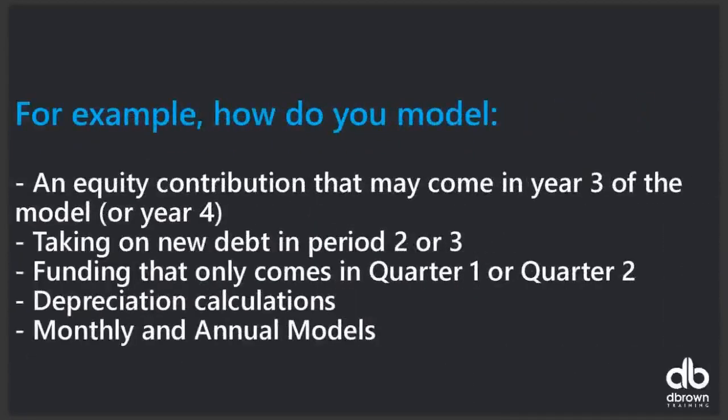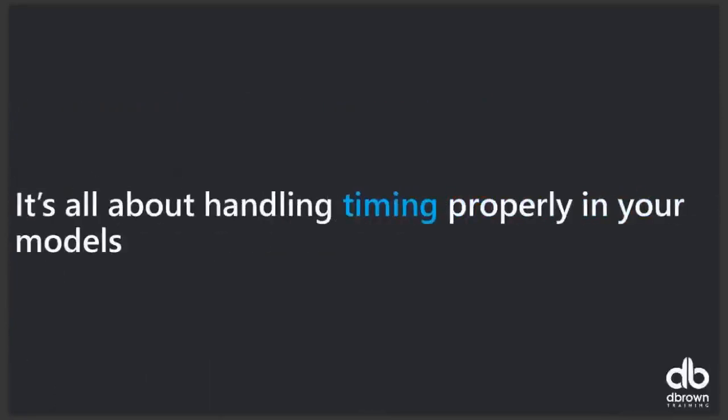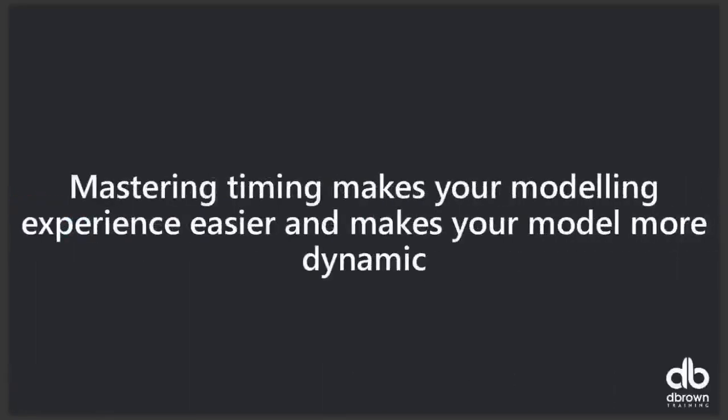Then, of course, periodicity. A monthly model, and you want to show annual reports from a monthly model. That's two periodicities. How do you do that? So timing is critical. You need to be in control, be the master of timing in your model. That's where you'll be able to build a lot of flexibility into your model. When you learn how to build a normal three-statement model and you want to progress into project finance modeling, you need to be a master of timing, because there's more precision in a project finance model.